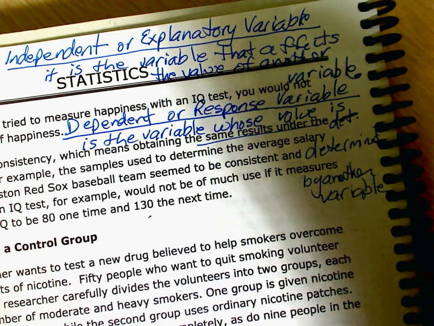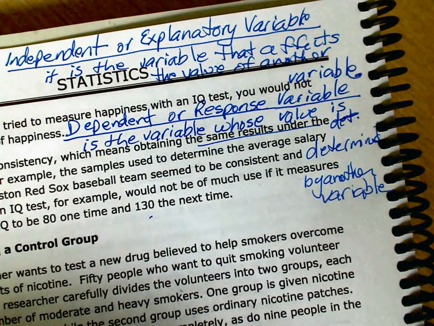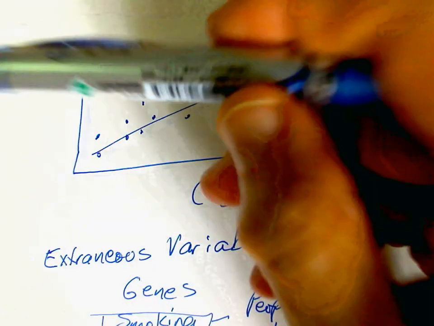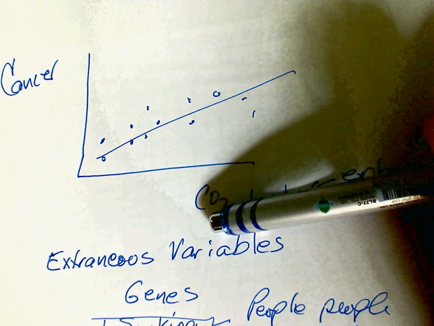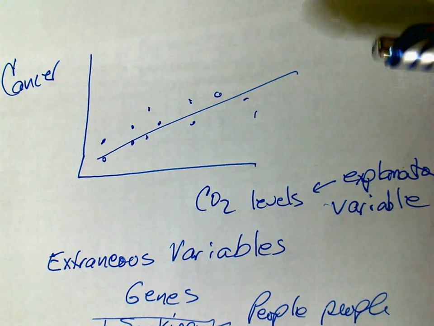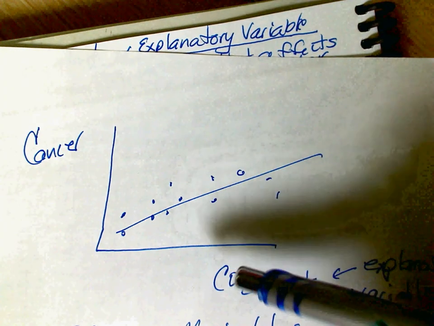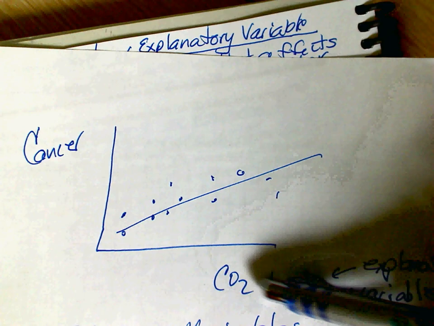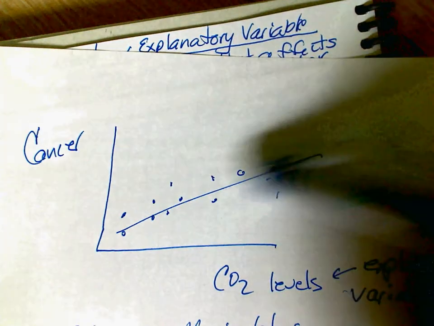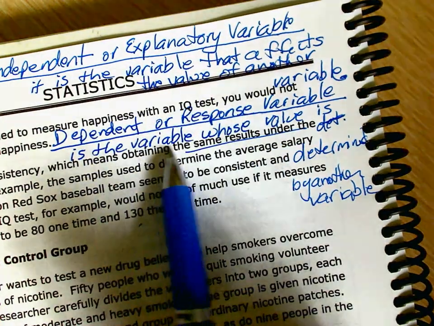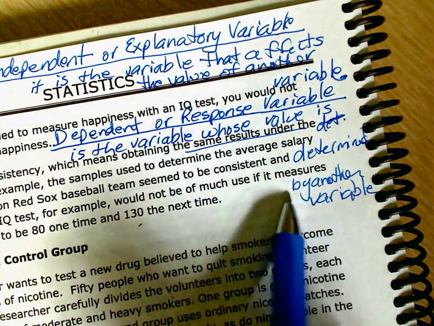So we would think in this example, cancer depends on CO2 levels, you would think. So this is the response variable. This is the explanatory variable. We're hoping CO2 will explain increasing cancer rates. Dependent or response variable is a variable whose value is determined by another variable.